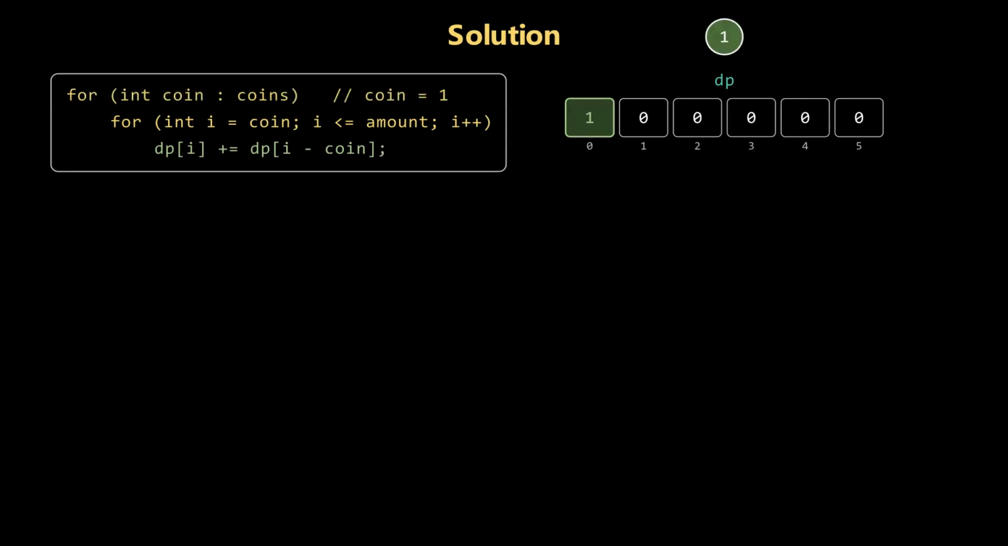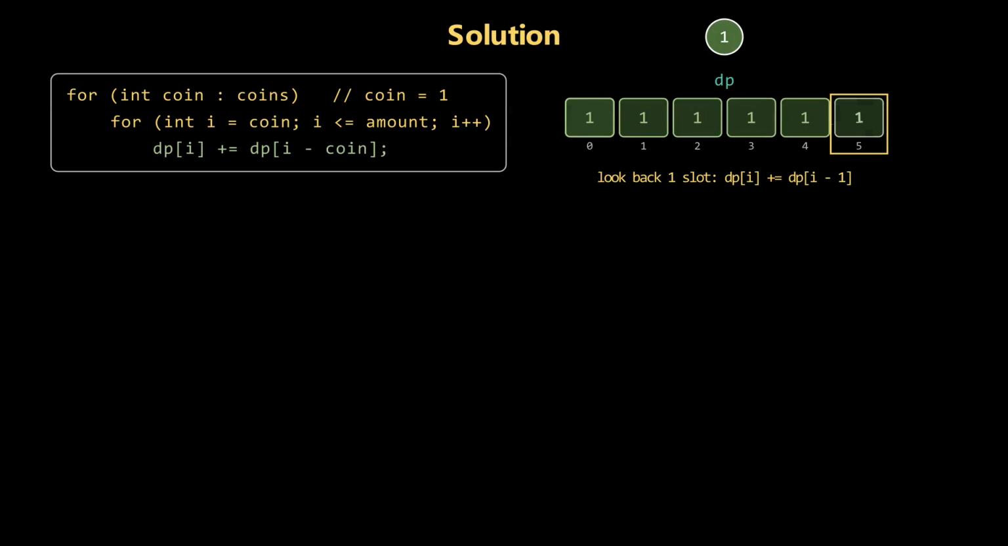Now we activate our loops. With our coin loop on the outside, we isolate coin 1 completely. Our inner loop starts at index 1 and marches all the way to 5. At each step, it looks back exactly one slot, the value of our current coin, grabs the combinations found there, and adds them to itself. Because we are using only 1-cent coins, there is exactly one way to make every single amount. This sets our clean baseline layer.